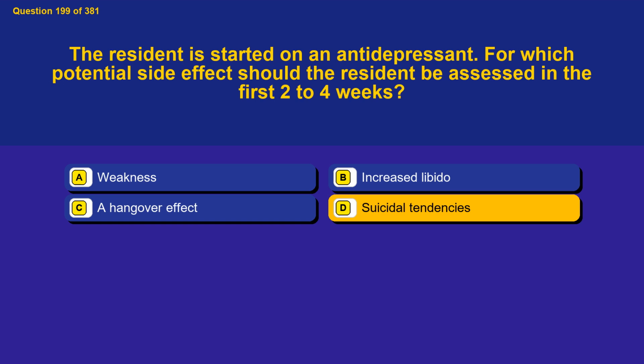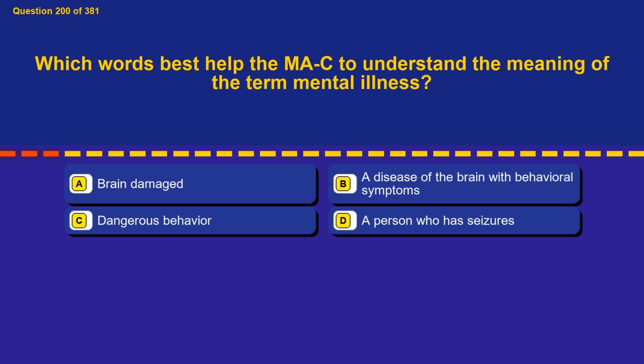The correct answer is option D, suicidal tendencies. Question 200. Which words best help the CNA to understand the meaning of the term mental illness? Option A, a brain damaged. Option B, a disease of the brain with behavioral symptoms. Option C, the dangerous behavior. Option D, a person who has seizures.